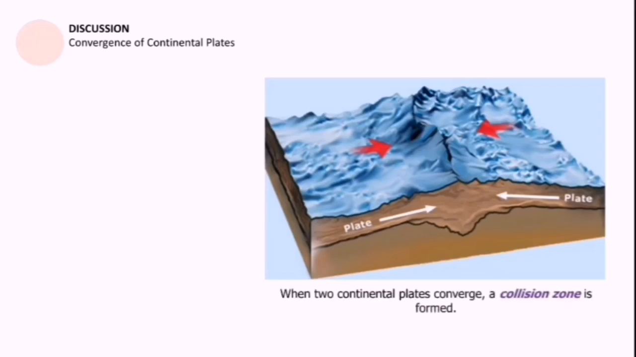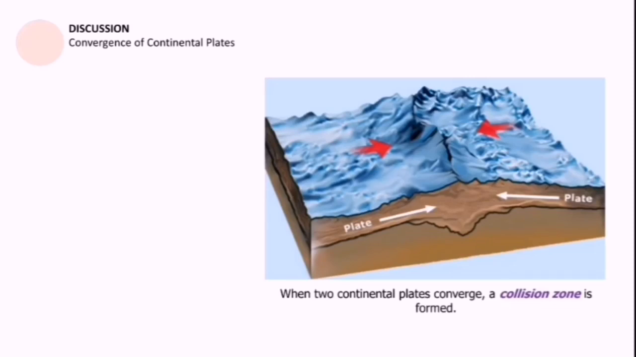So when two continental plates converge, a collision zone is formed. As it is being shown in this illustration, the plate to the left and the plate to the right are going to converge, and thus in between them there is a high rising portion of land, that's basically just like you're pulling two opposite ends of clay towards each other.